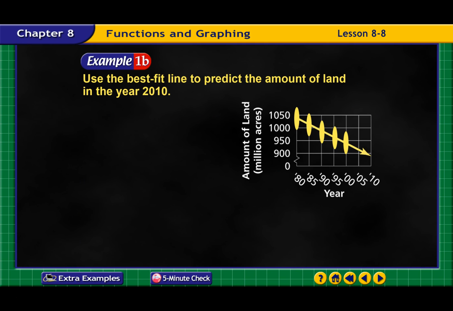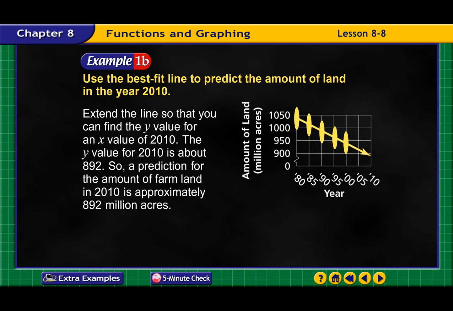All right, use your best fit line to predict the amount of land in 2010. So they just extended it out a little ways. You extend the line so that you can find the y value for the x value of 2010. The y value for about 2010 is approximately 892, though if you had said 900, I'd have probably accepted that too. So the prediction is approximately 892. I don't know how they came up with that exact number, but sure, why not?